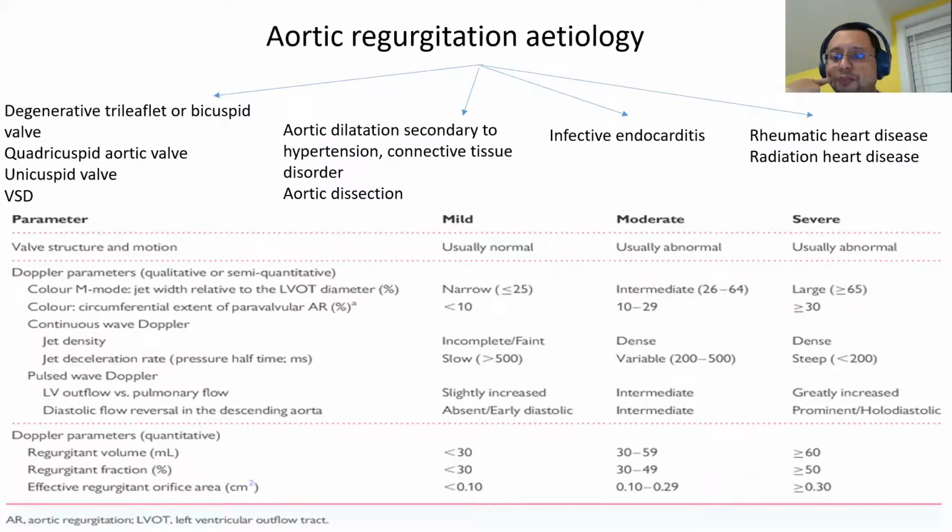So this is just the parameters, as I've told you before, to determine whether this patient has severe AR. The length of the AR jet is more than 65% compared to the length of the LVOT. The very steep pressure half time, I use less than 190 milliseconds. And at the bottom, the regurgitant volume of 60%, the regurgitant fraction of 50%, and EROA of 0.3 centimeters squared.